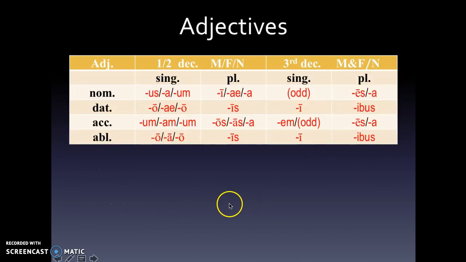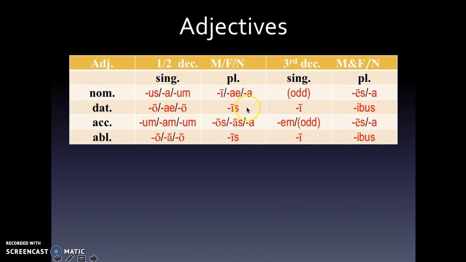Here are your endings. You'll notice here, this is your combination of your 1-2 noun endings. Us comes from the second declension masculine. A comes from the first declension feminine. Um comes from the second declension neuter. This is a little tricky because you would expect to have all the first declension on one side and second declension on the next side. However, adjectives are listed by masculine, feminine, neuter.